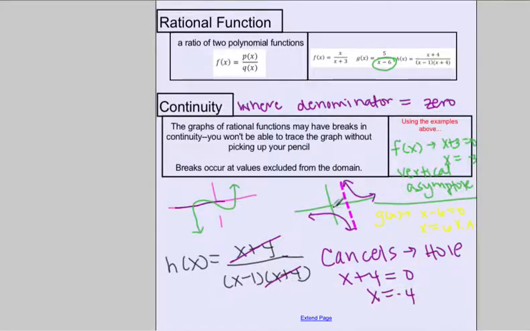The way you would draw a hole on a graph is with an open circle, like I did right here. Then the other piece that's left is where my vertical asymptote is. If I take x minus 1 equals 0, I get that x equals 1, and that's a vertical asymptote. We're going to talk about those things a little more on the next slide.